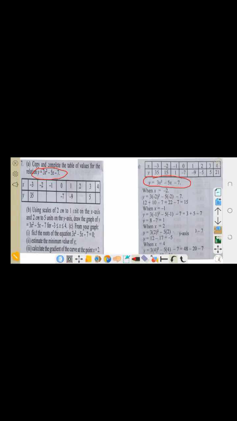Thanks. For the quadratic equation, we have the equation y = 3x² - 5x - 7. So we can input our values of x as -3, -2, -1, 0, 1, 2, 3, and 4. When the value of our x is -3, we have 35.